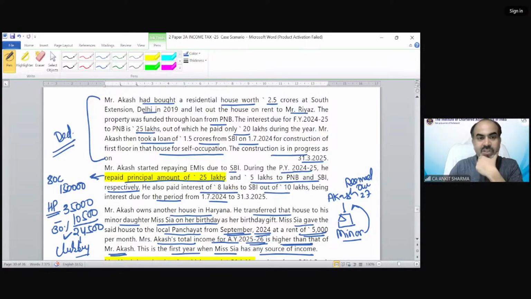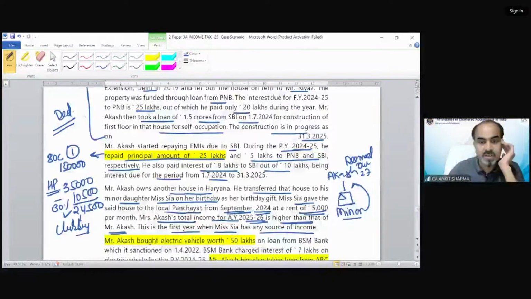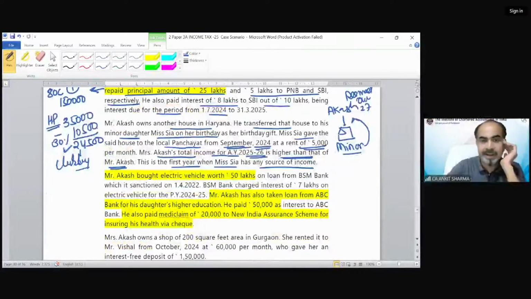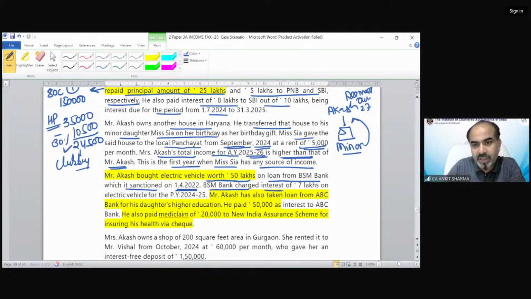Now, from the information given above, we have seen that there was deduction under section 80C. The question is yet to be completed. Mr. Akash bought an electric vehicle worth rupees 50 lakh. Is there any deduction for an electric vehicle, students? On a loan from BSM Bank, which is sanctioned on 1st April 2022. BSM Bank charged interest of 7 lakh on the electric vehicle for previous year 24-25.